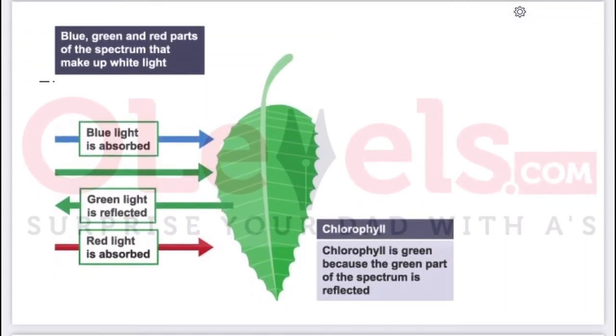So here we can see the light is coming in the form of three rays, blue, green, and red, to the leaf. The blue light is absorbed, the red light is also absorbed, but only the green light is reflected back. So we see the plants as green in color. Blue, green, and red are the parts of the spectrum that make up white light. Chlorophyll is green because the green part of the spectrum is reflected.